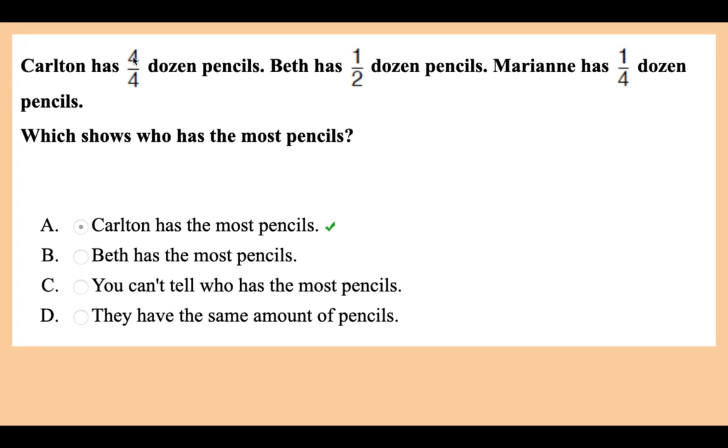And the last one, Carlton has 4/4 dozen pencils. That means he has a whole dozen. He has 12. Beth has half of a dozen. A dozen is 12, so half of 12 is 6. She has 6. Marianne has a quarter of a dozen. So you have to think, what times 4 equals 12? The answer is 3. Carlton has 12. Beth has 6. Marianne has 3. Carlton has the most pencils.